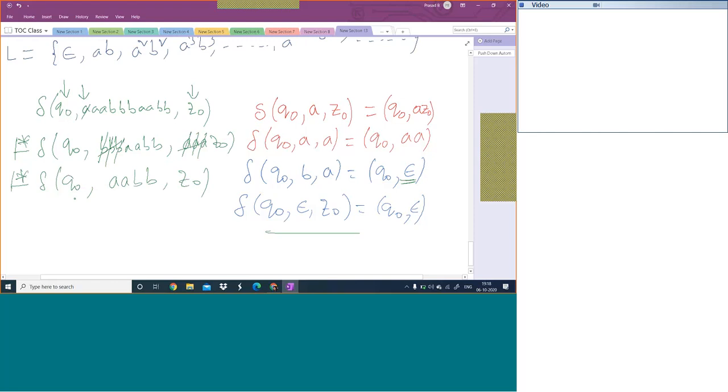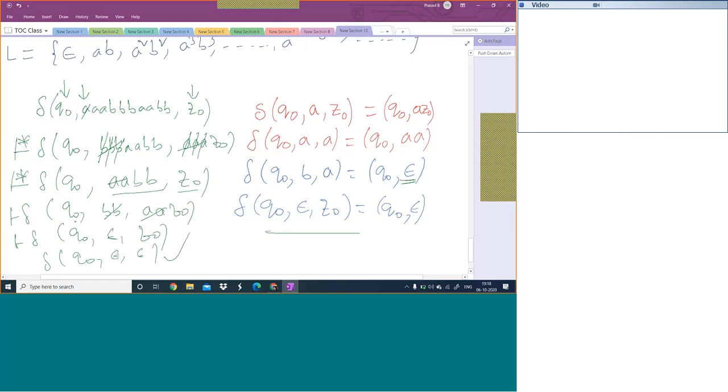So what is happening here? The machine has reached Q0 comma W Z0. The machine has reached the initial position. Again, what is happening? These 2 A's are being pushed, and for these 2 B's, these 2 A's are deleted. Then the machine is coming to Q0 comma epsilon comma Z0. Then Q0 comma epsilon comma epsilon. The string is accepted. Okay.